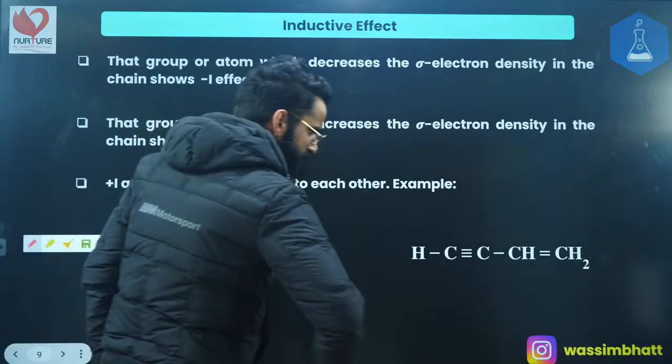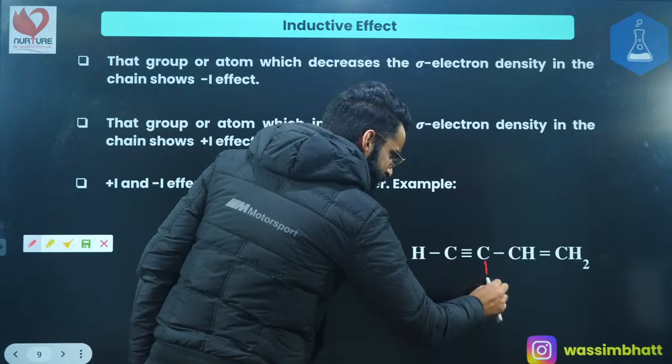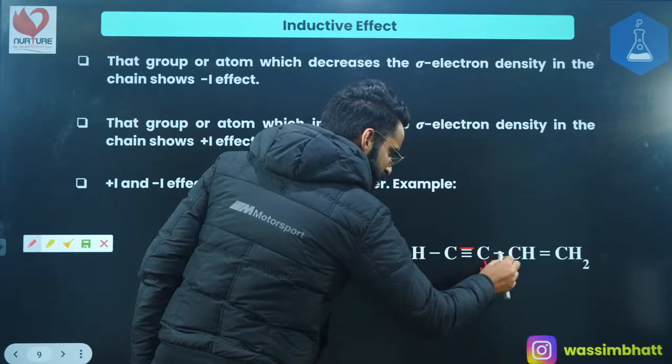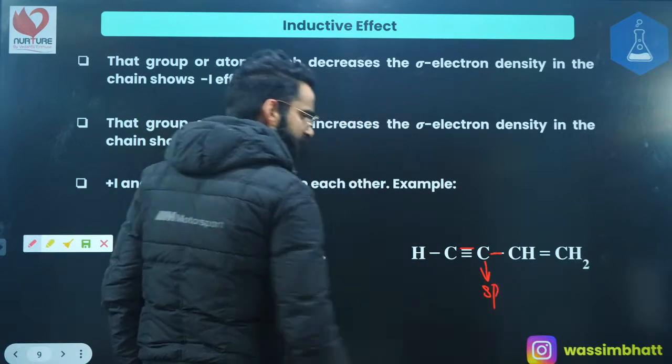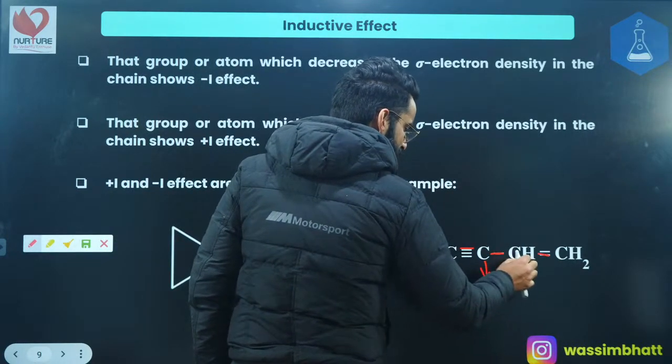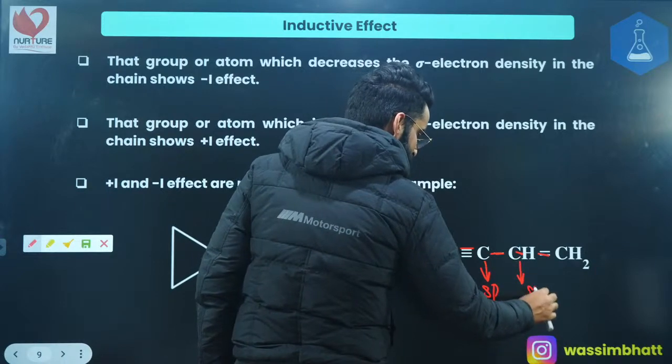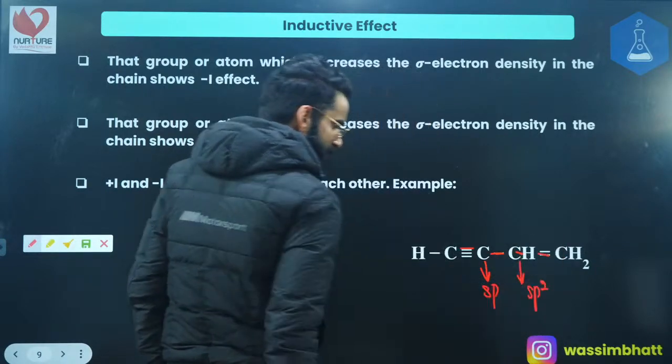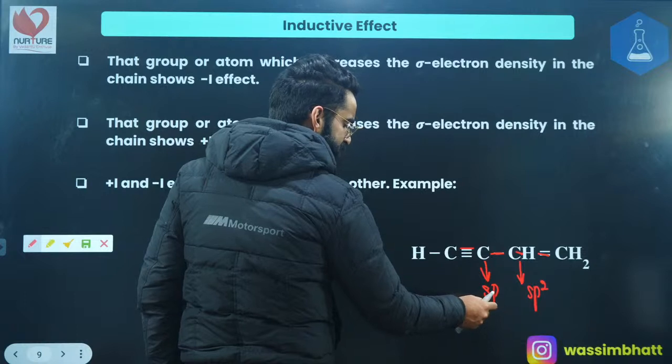First of all, if I ask you, what is the hybridization of this carbon? You will say it is making 2 sigma bonds. So hybridization of this carbon is sp. If I ask you, what about the hybridization of this carbon? You will say 1, 2, and 1 with hydrogen. So 3 sigma bonds, it's sp2, right? S character is more over here. More the S character, more the electronegative.